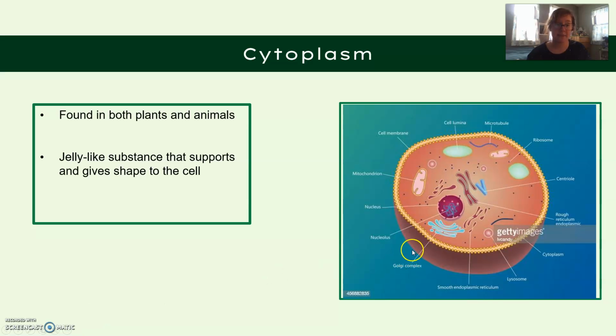The cytoplasm, again, found in both plant and animal cells, is this jelly-like substance that supports and gives shape to the cell and allows the fluid and the structures to really stay upright and firm, because remember, cells are 3D, they're not flat, so it gives shape to the cell.